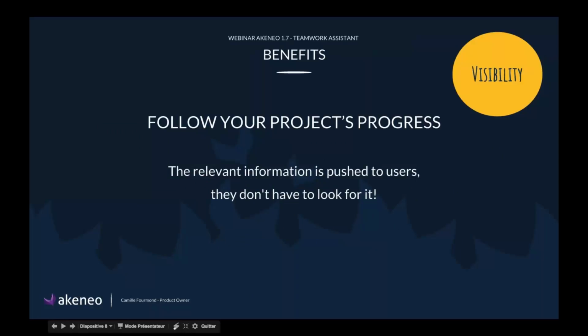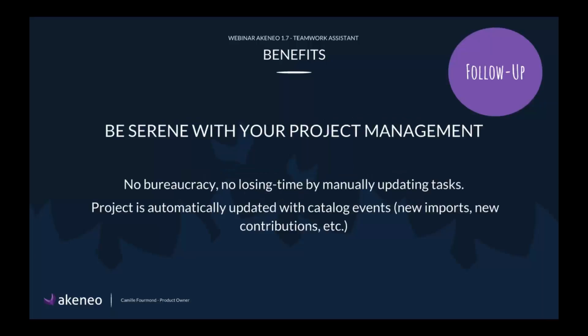So the main benefit of the Teamwork Assistant is that we push the information to Julia, our main persona. She doesn't have to look for the information. We will give her the information she needs to enrich her products as soon as possible so that they can be exported to the e-commerce webshop or to the print catalog. We will also see that we have a really easy configuration for a project, so Julia won't waste time in configuration, and every event in the catalog structure has an impact on the project. It is recalculated.